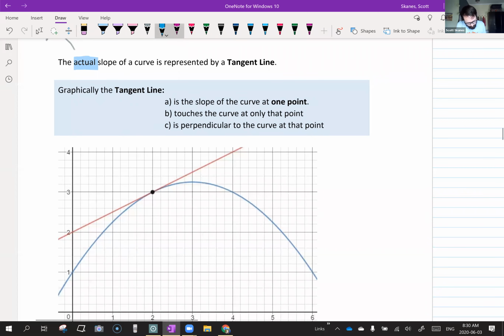Let me just make a little note here. Graphically, if we look at the graph, tangent line, it's three things. It's the slope of the curve at one point. That's a huge difference. Remember, secant uses 2 points. B, it touches the curve only at that point, so you can see it only touches once, doesn't touch twice or 3 times. And it's perpendicular to the curve at that point. So what that means is that, wait a second, perpendicular, it's parallel to the curve at that point, really. It's in the same direction.